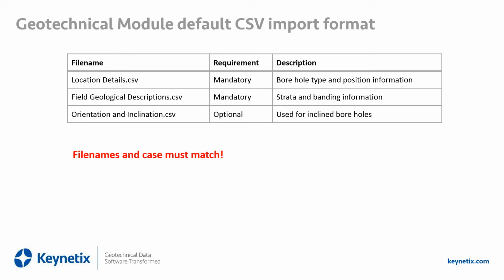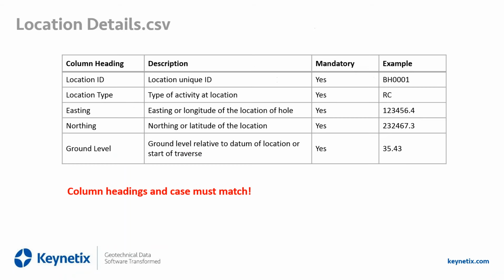So for the geotechnical module to import, you need to import data. You can generate these in Excel if you like, but these 3 files: location details file, field geology descriptions, and potentially, you don't need the third one, orientation and inclination. So I'm just going to go through and show you what they are. Now the file names and the case with these are important. The point is once you get the format right, you can just use it. It makes it easy for you to use it time and time again.